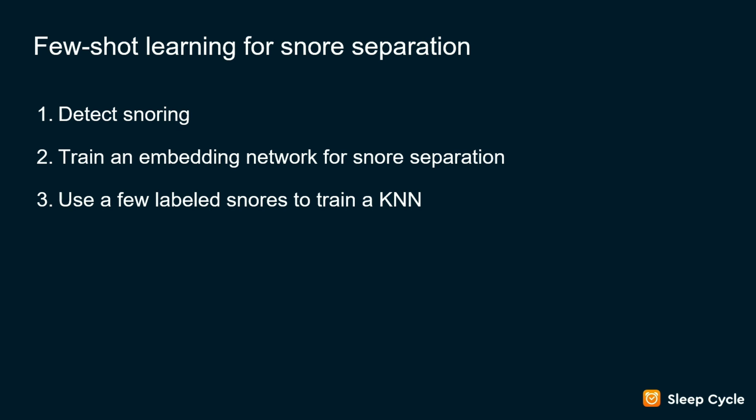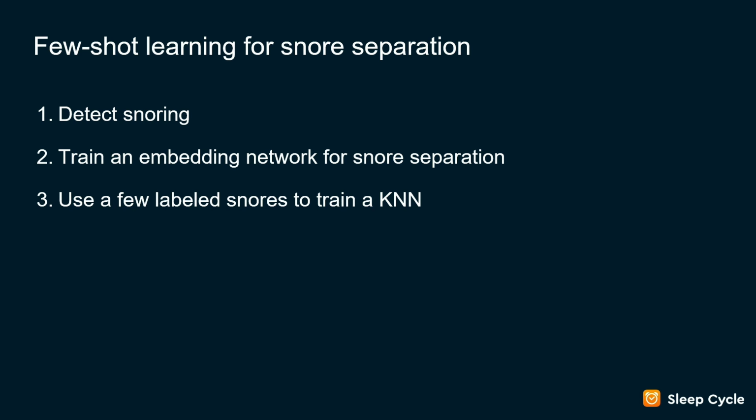So snores from the same individual should lie closer together in this embedding space, and snores from different individuals should lie further apart, right? And then, as we probably get some clustering from these snore embeddings, we ship the model to the user's device. We ask the user for some labeled snores, hence our little data set. And then we train a k-nearest neighbor model to attribute all of the snores as either the user or someone else.